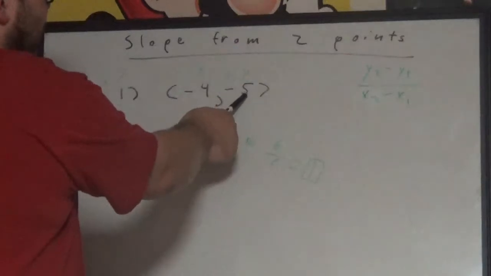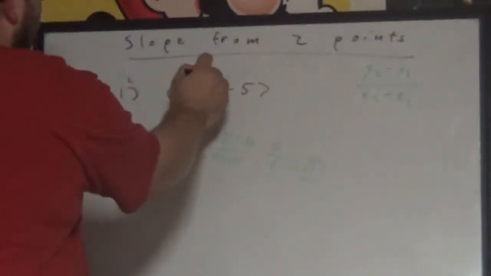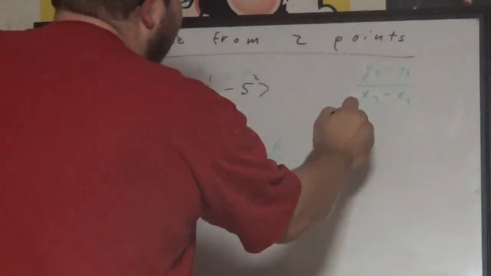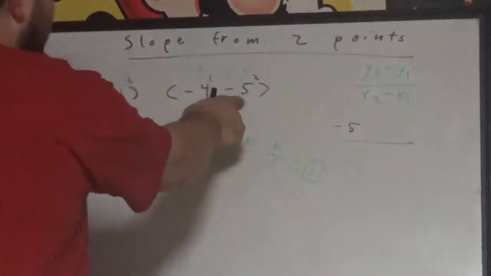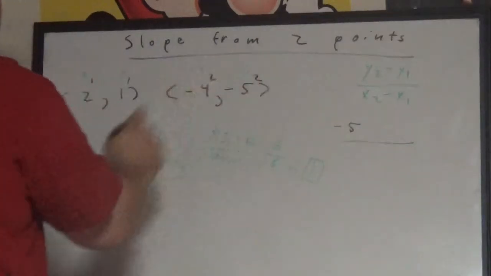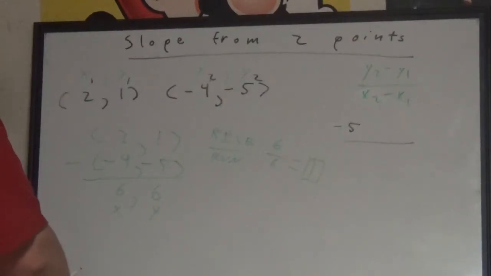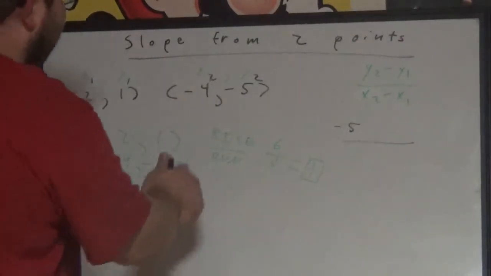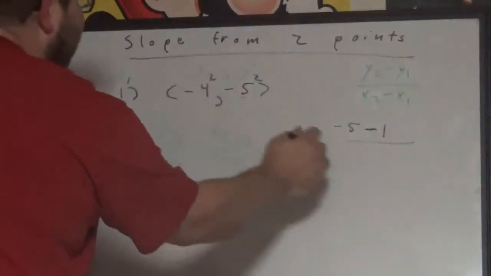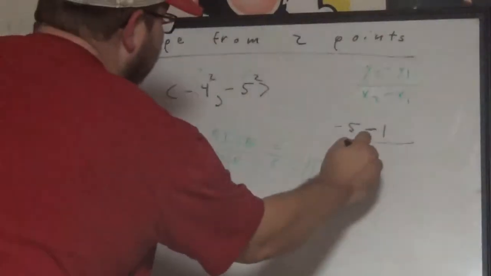y2, I'm going to take the second y value. I'm going to label these 1, 2, 1, 2. So y2 is now -5. By the way, this should give me the same answer. -5 minus, x1, y1, x2, y2. Ignore my dots right there, sorry about that. -5 minus 1, and then -4 minus 2.